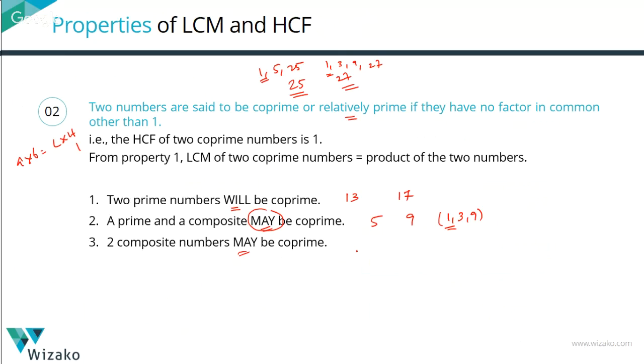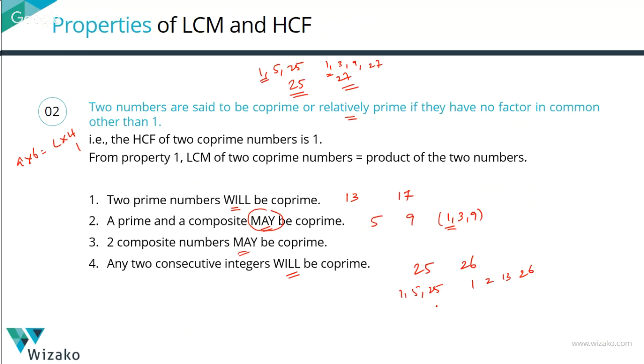Another very important rule, very important property. Two or more consecutive integers will be co-prime to each other. Let's take an example, 25 and 26. I'm not taking 2 and 3 because 2 and 3 are anyway prime. These two numbers are composite numbers. They are consecutive integers. Look at the factors of 25: 1, 5, 25. Factors of 26: 1, 26, 2, 13. Is there any factor common between these two numbers? The only factor common to these two numbers is 1.